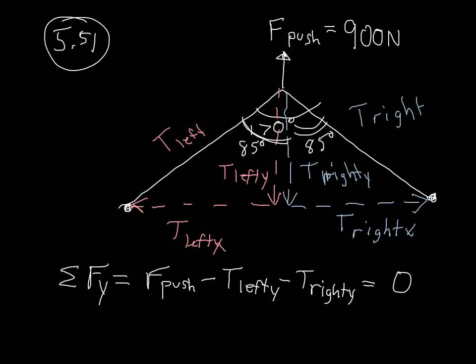Because we need to figure out what T left x and T right x are. Before we do that, let's find out what Ty left and Ty right are. So let's find them in terms of T left and in terms of T right. That's the hypotenuse of this triangle. What's my angle? My angle is 85. So which side of the triangle is the y component? It's the adjacent side. So what trig function do I use? Cosine.